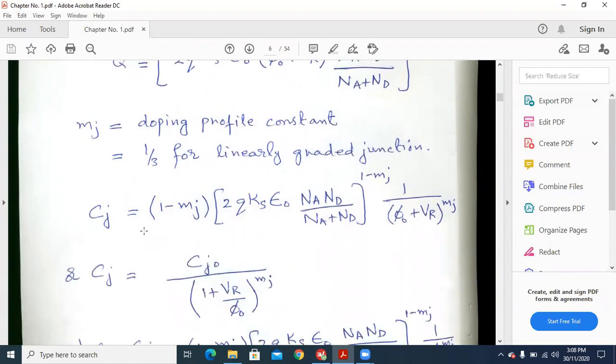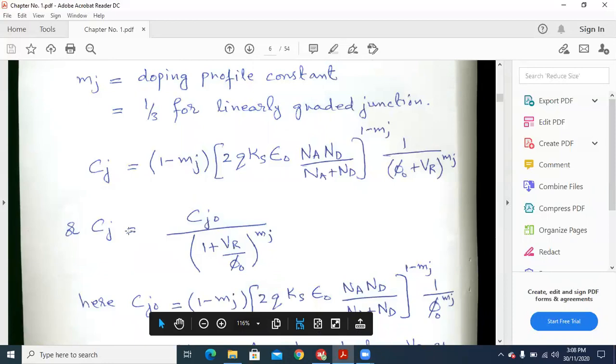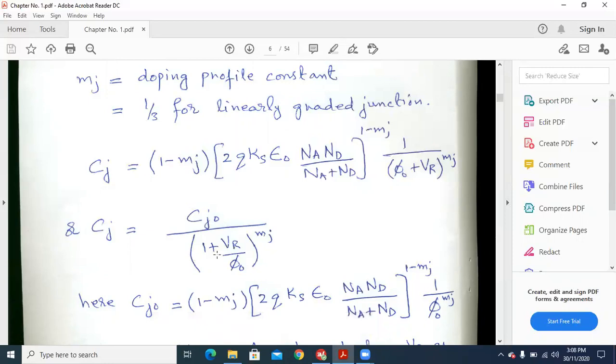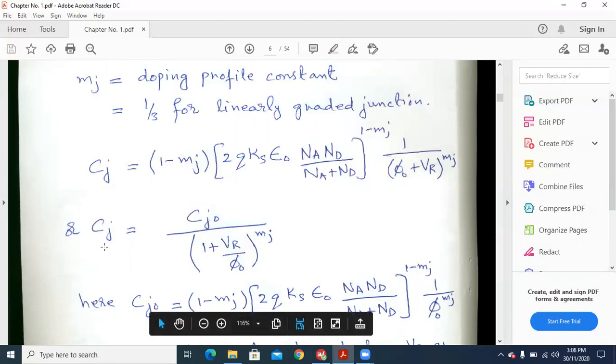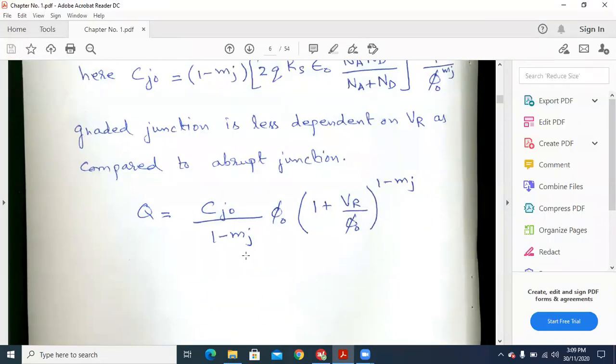This Cj is expressed in the same form, where we only replace the exponent value and the rest of the expression is the same. Similarly, we can write it as Cj naught divided by 1 plus Vr by phi naught to the power Mj. So this is an important relationship. Next, for the charge, we can also have the simplified relationship for the graded PN junction.